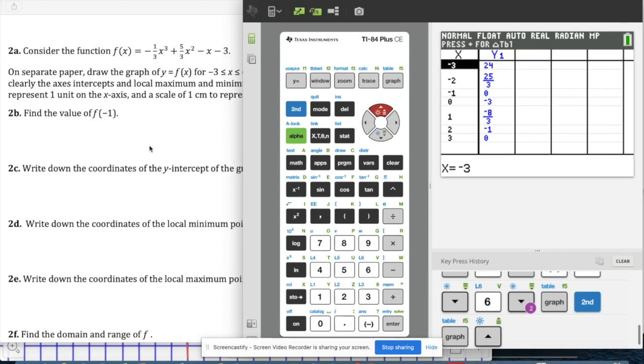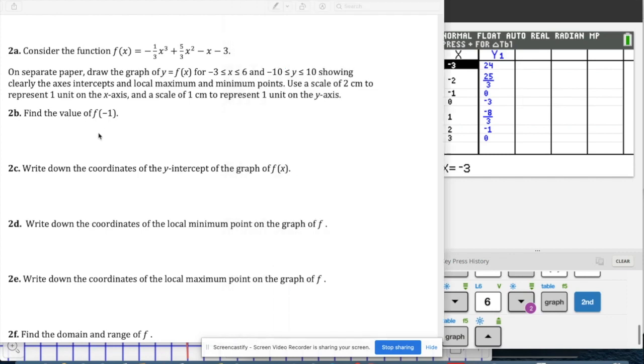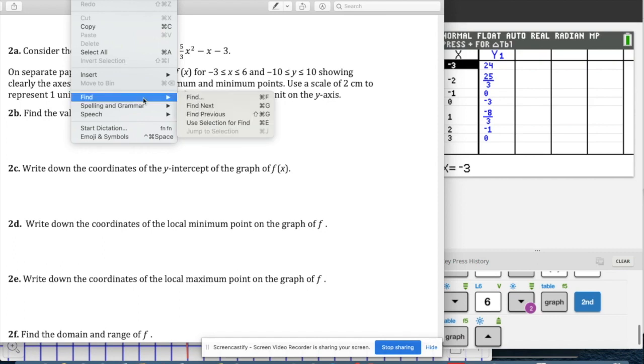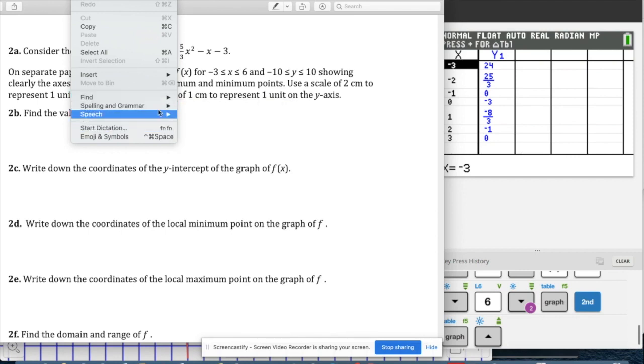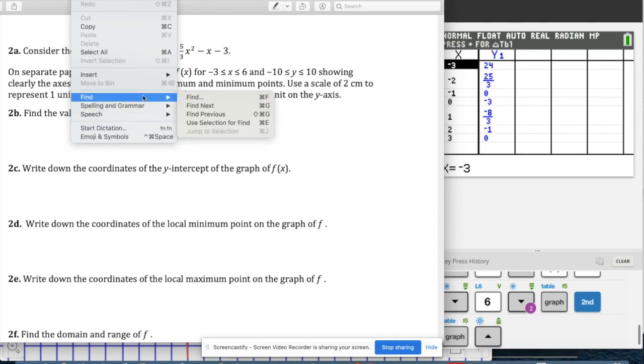Okay, find the value of f of -1. That's right in our table. F of -1 is 0. And again, I could plug it into the formula there, do substitution, and do it by hand. But the value is right there on my calculator. I might as well just do it that way.